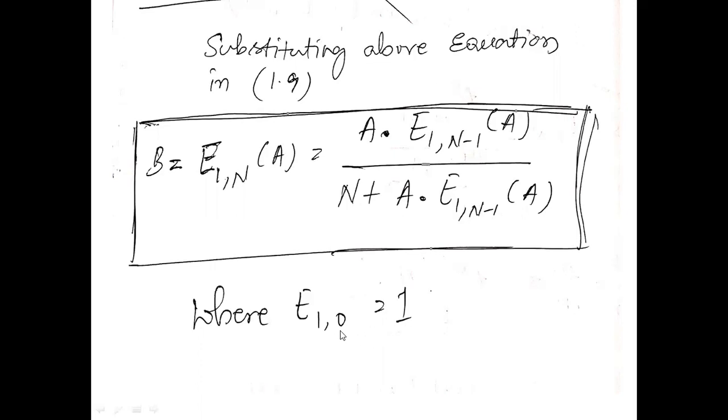Okay, the first Erlang distribution for zero number of trunks is 1. I hope you have understood the meaning of this equation.